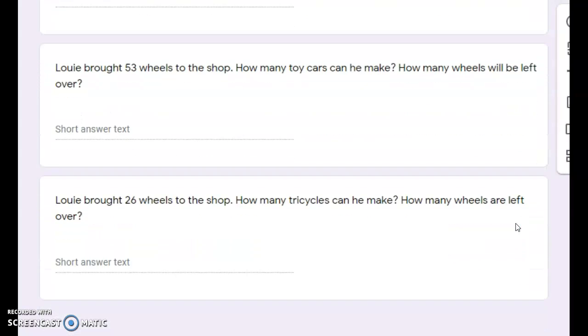Number 3. Louis brought 53 wheels to the shop. How many toy cars can he make? How many wheels will be left over? Pause the video at this time to solve and record your answer.